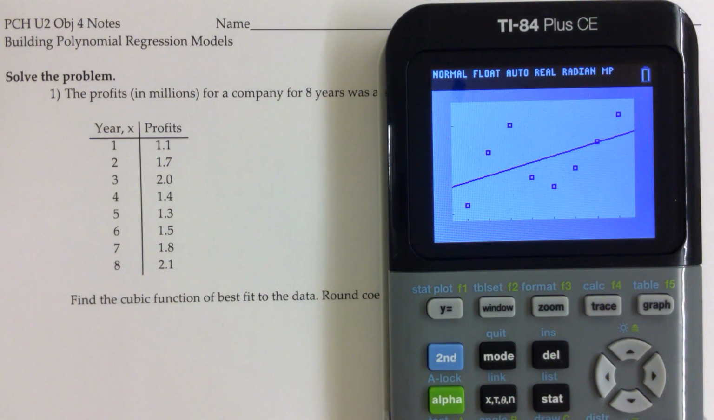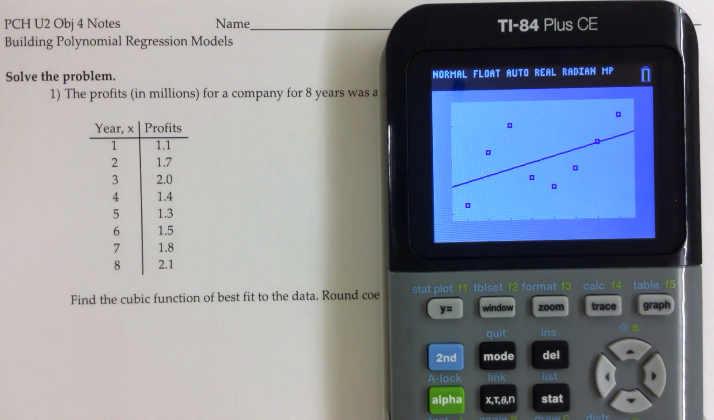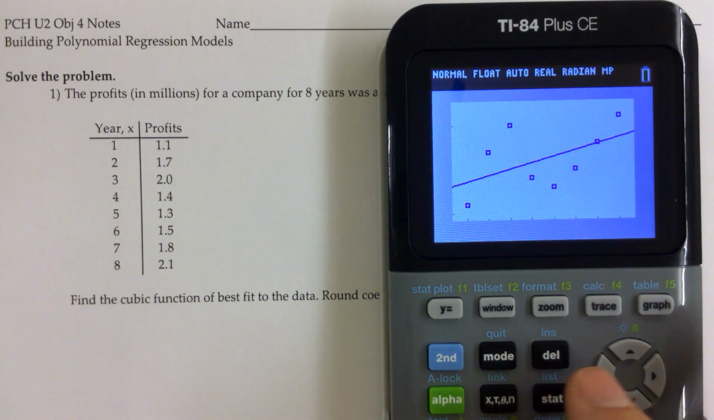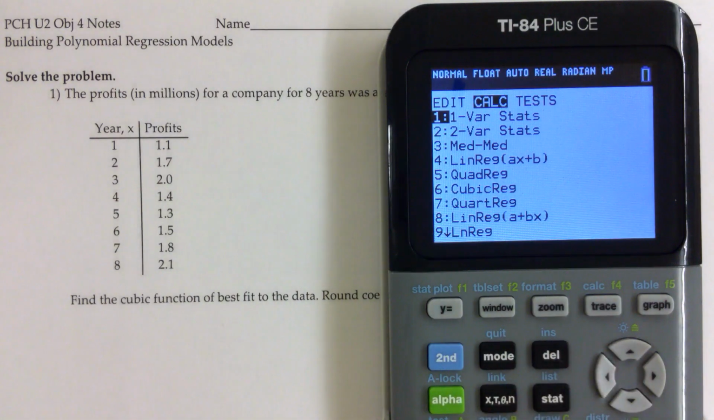Alright, so we left off in the last video by finding a line of best fit and realizing it's only about a 24% good fit for that data. So we already kind of knew that anyway. Looking at the data, it doesn't look linear. And then let's go ahead and calculate: stat, right arrow for calc. And then we're going to say, oh, what about quadratic?